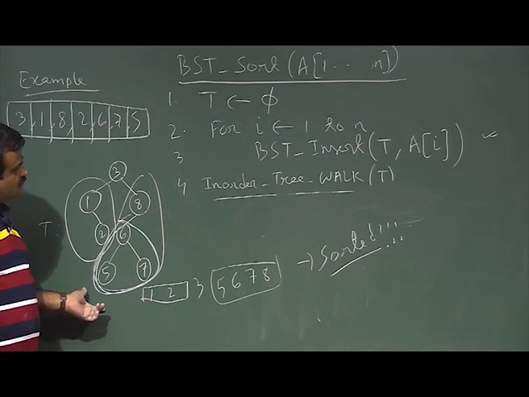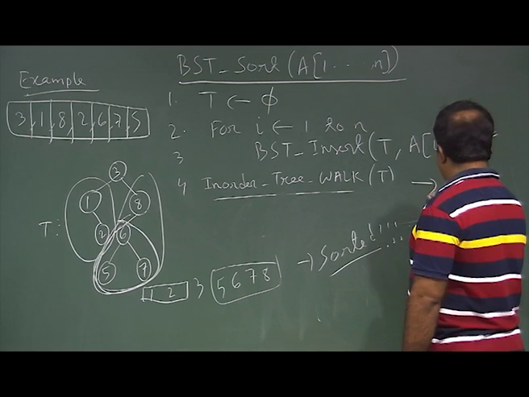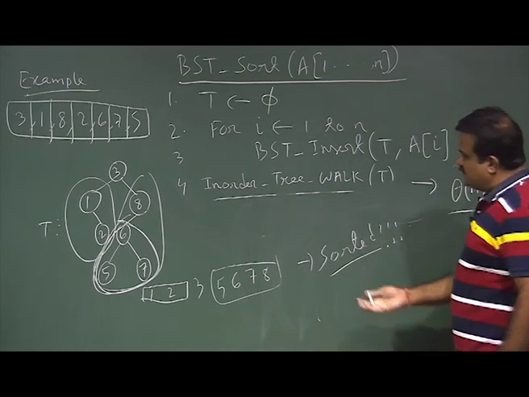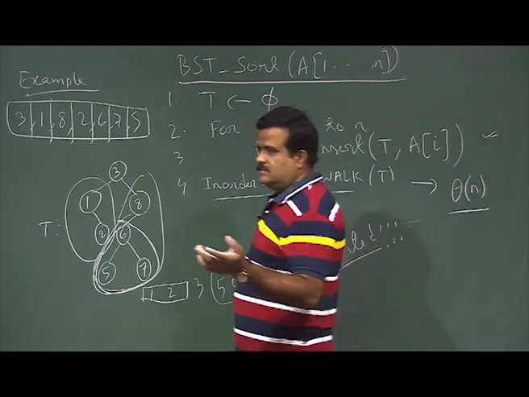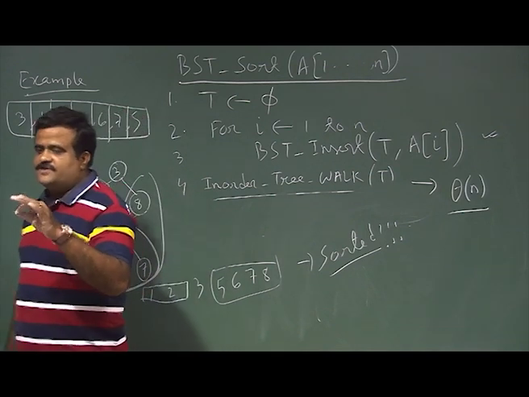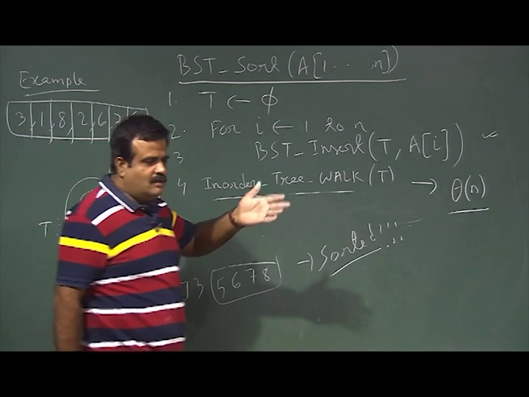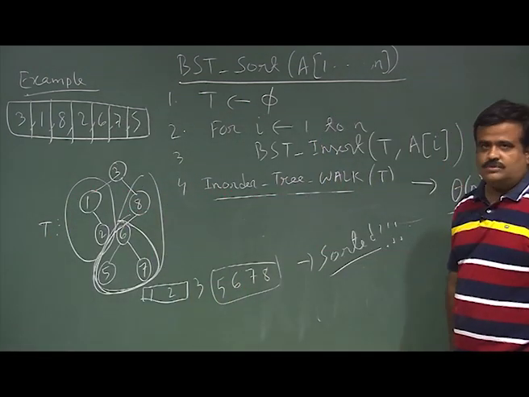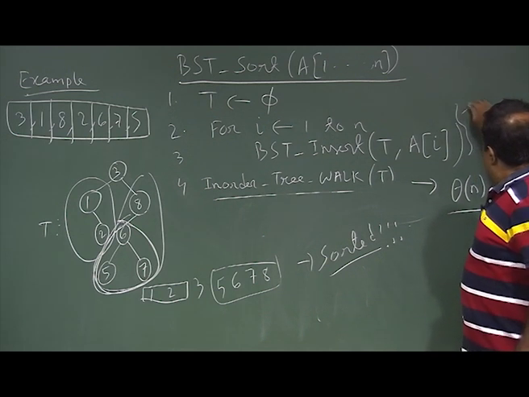Okay. So now we have to analyze how much time it is taking. How much time does it take to do this in order tree walk? It is order of n, because basically we are seeing each node only once. We are just traversing the tree. We are visiting the nodes only once. There are n nodes, so it is basically order of n. We are just printing the nodes.